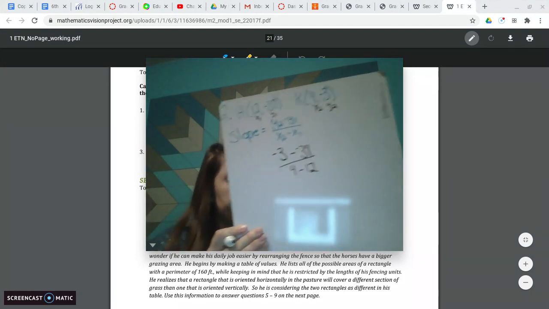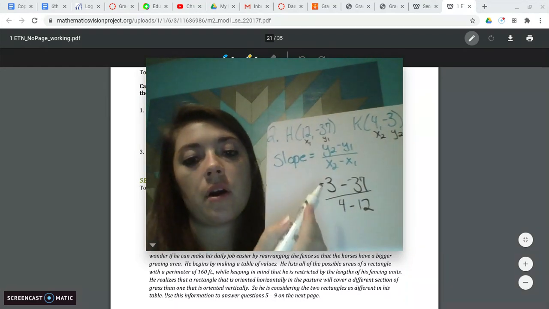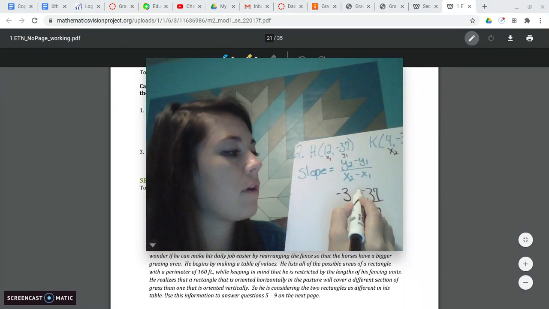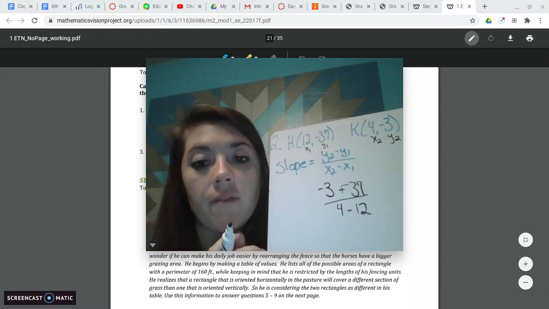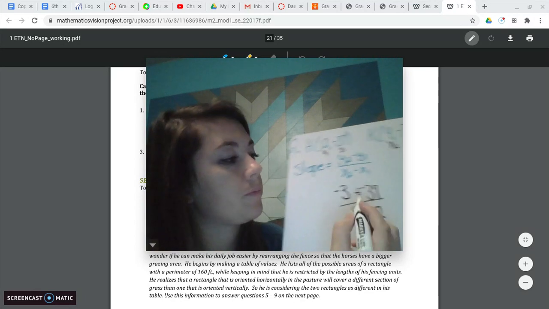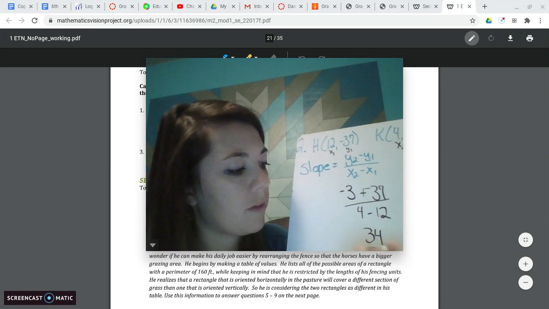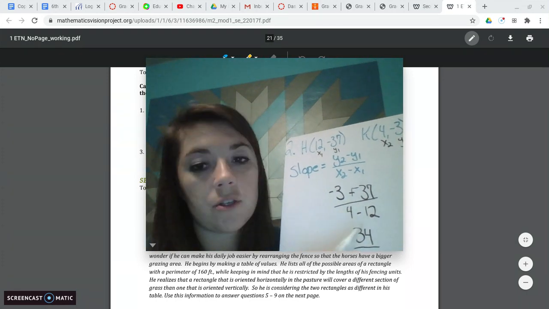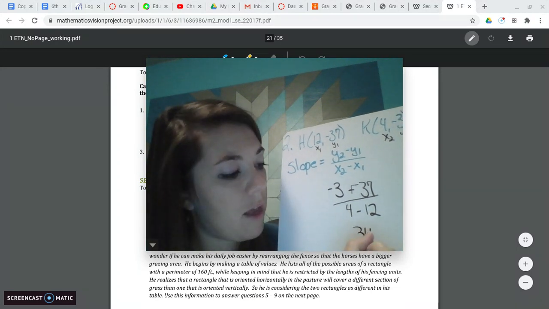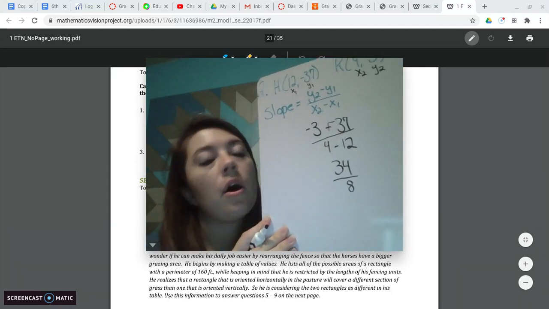Oops, sorry, you can't see that. Okay, so far we have this. Now we're going to do our negative 3 minus negative 37. So remember, when we have minus a negative, we cross and stab. So we really have negative 3 plus 37, which is going to give us a positive 34 over 4 minus 12, which is going to give us 8. So we have 34 over 8.